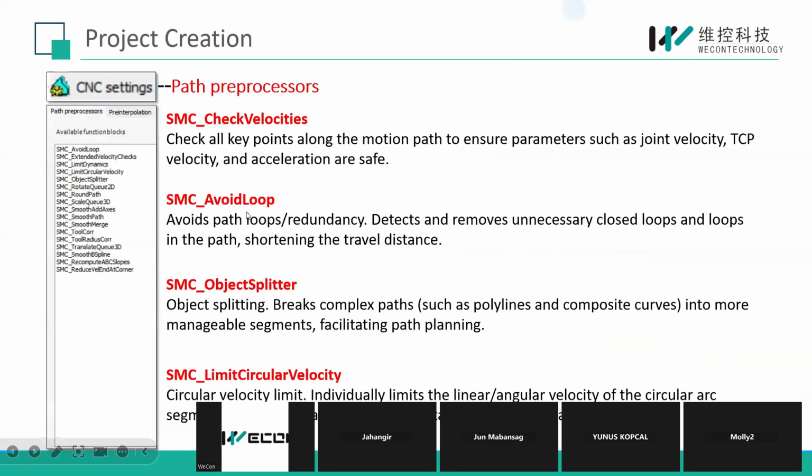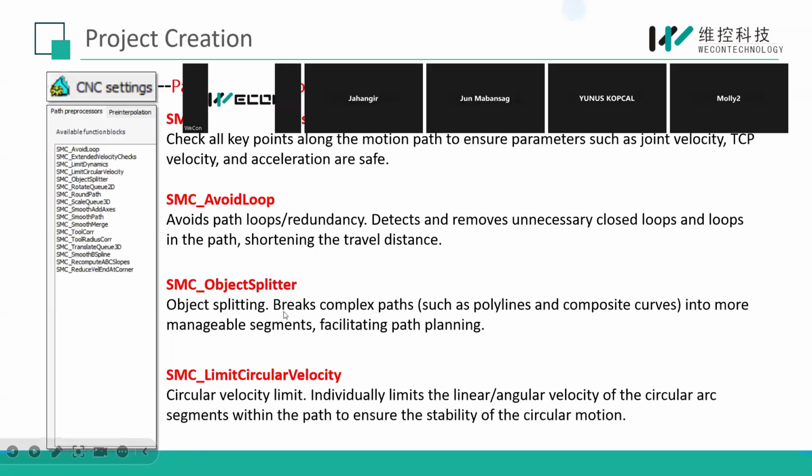And also some other function blocks, for example, SMC avoid loop. This function block is used to avoid some path loops. It can detect and remove some unnecessary closed loops. So it can shorten the whole travel distance. And there are also other usages of other function blocks.